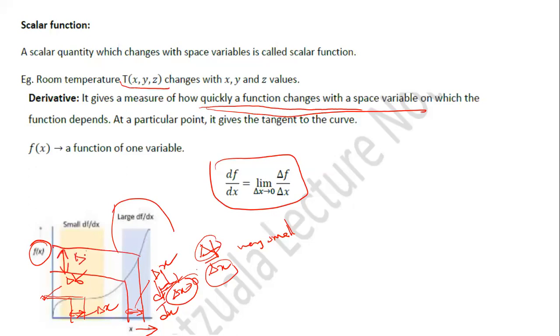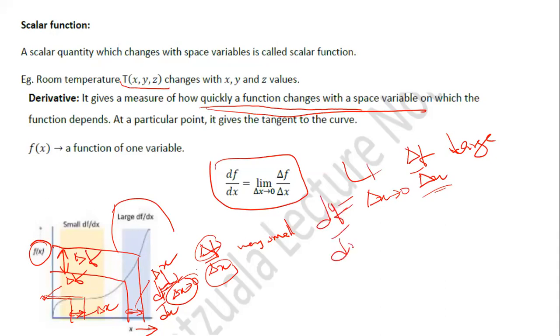Significantly large change in functional value. So in this region, del f upon del x is quite large, right? This is quite large. So at any point in this region, if you want to consider the derivative at that point, then you have to consider del x, the increment, tending to 0. So the limit del x tending to 0 will give you your del f upon del x.